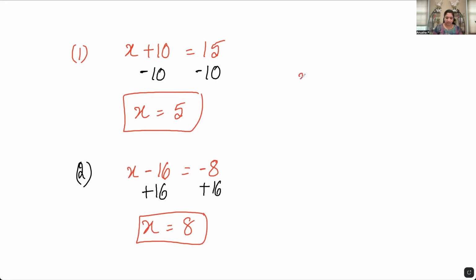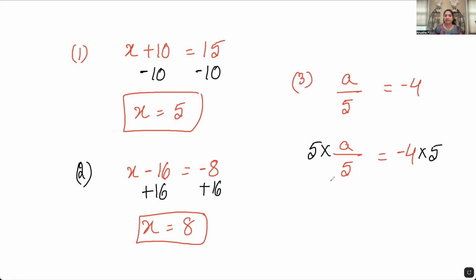Okay. The third example, a divided by 5 equal to minus 4. The reverse operation for division is multiplication. So we are multiplying by 5 on both the sides so that it will isolate the variable a. When you multiply by 5 on both the sides, 5 and 5 will get cancelled here because 5 divided by 5 is 1. 1 times a is a. Negative 4 times 5 is negative 20.